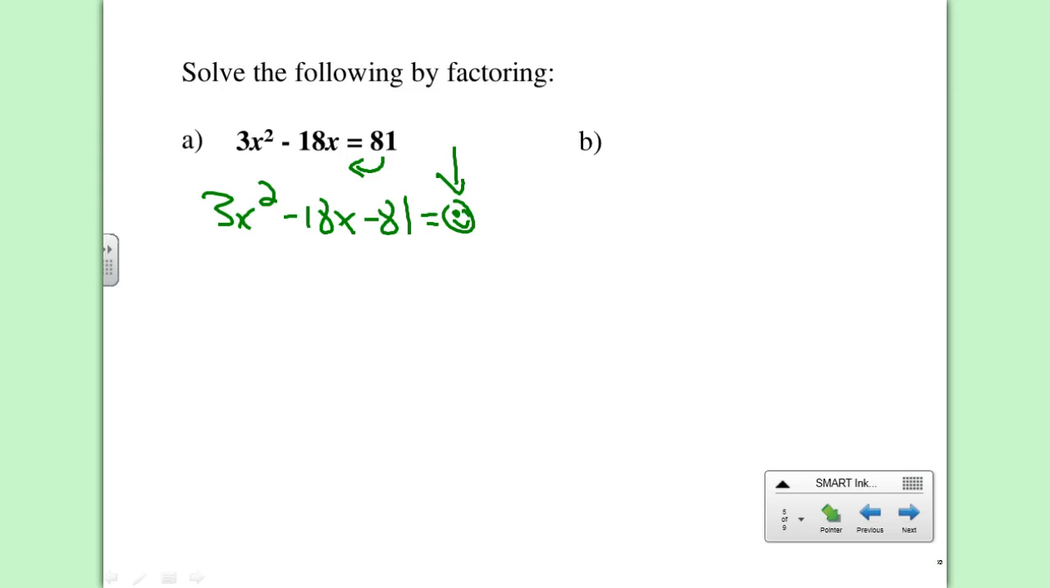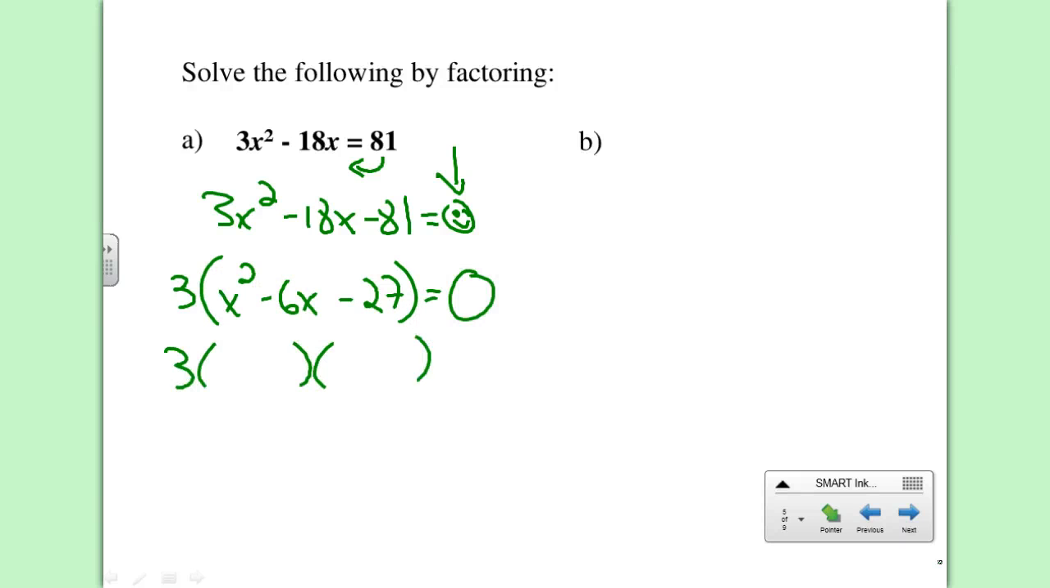I can factor it, so I go through my skills. I factor out 3, and I've got x squared minus 6x minus 27 equals 0. Zero product property. I continue factoring. That is a simple trinomial. So that gives me x minus 9 and x plus 3. And therefore, well, that's just a constant.